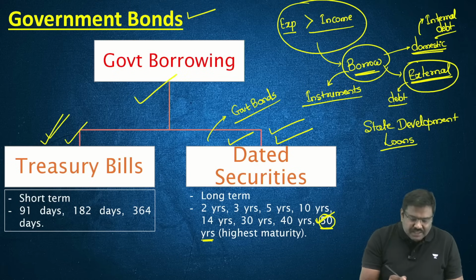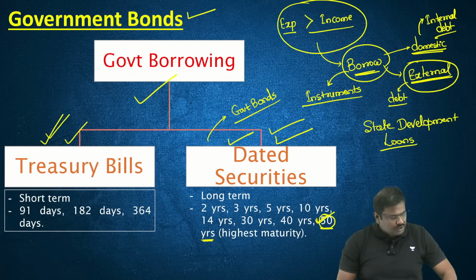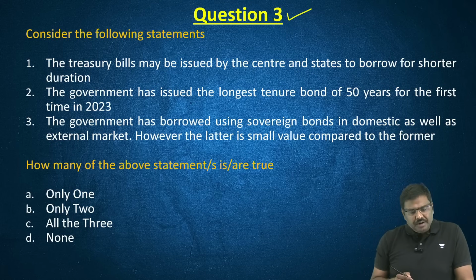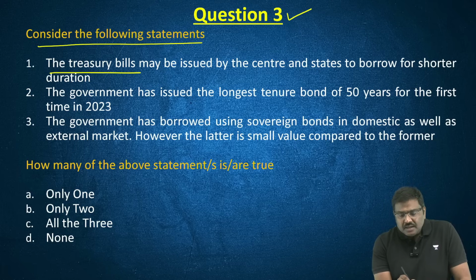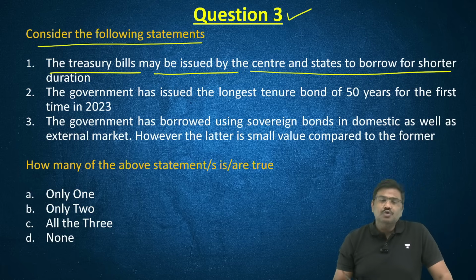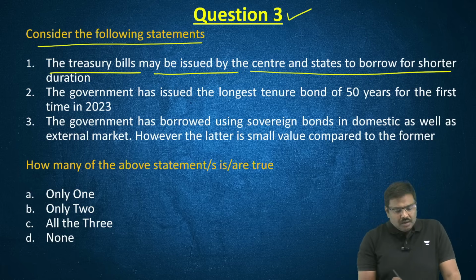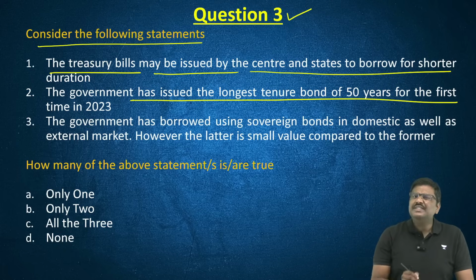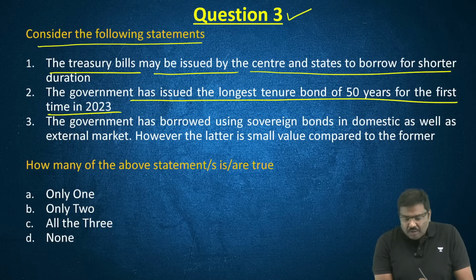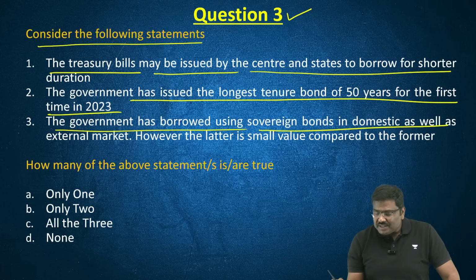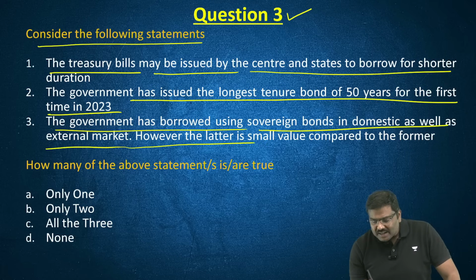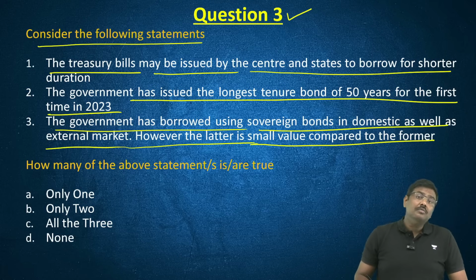Done? So these are certain very important points associated with the concept of government borrowing. Now based on this, I have given a question here. Consider the following statements. The treasury bills may be issued by the center and states to borrow for a shorter duration. The government has issued the longest tenure bond of 50 years for the first time in 2023. The government has borrowed using sovereign bonds in the domestic as well as external market. However, the latter is small value compared to the former.